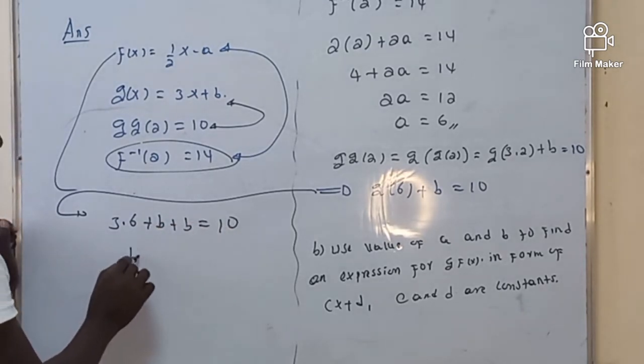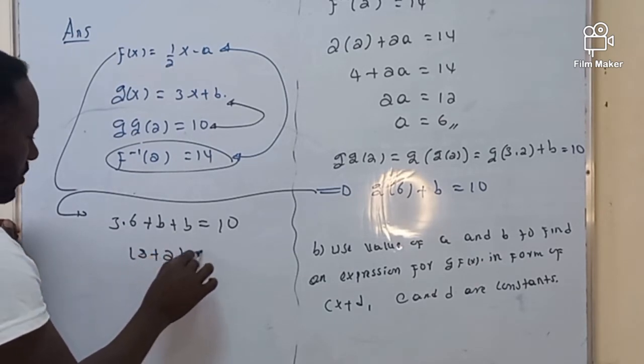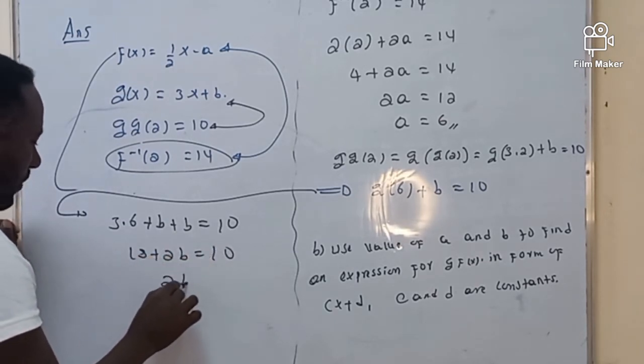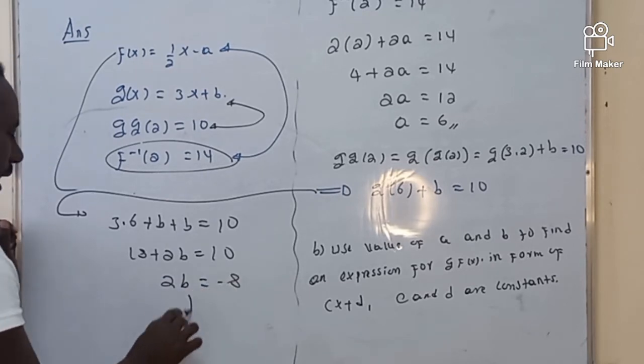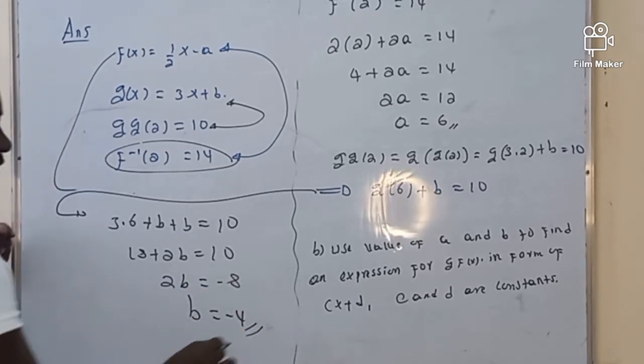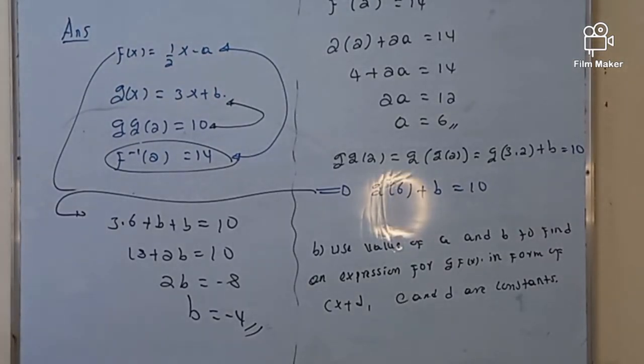This is 18 plus 2b, which is already 10. So 2b will be what? That is negative 8. See that? And b will be what? Negative 4. This is the value for b.